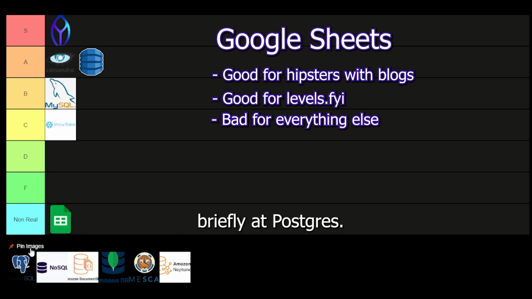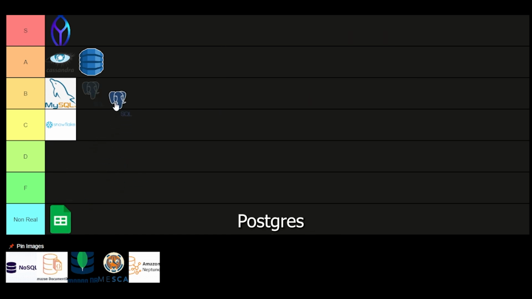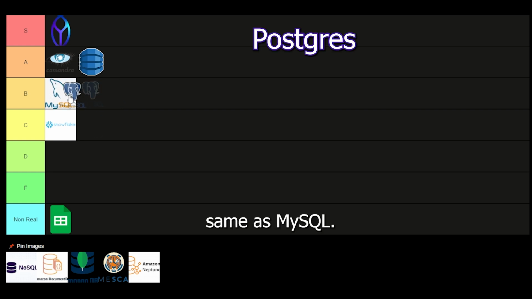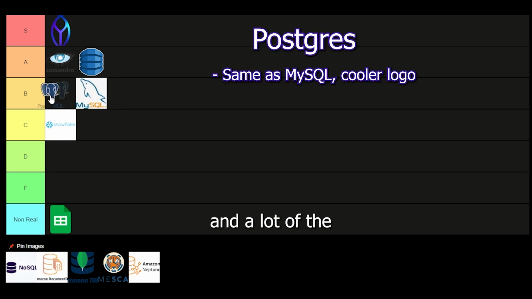So let's look briefly at Postgres. Postgres is basically the same as MySQL. It has a lot of the same drawbacks and a lot of the same upsides, but I do like the elephant slightly more than I like the dolphin. Elephants are pretty badass, so I'm going to put this right up next to MySQL, but just slightly ahead of it. So Postgres finds itself in the B tier as well.